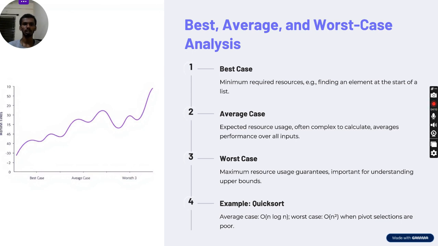Best, average, and worst case analysis. Best case: minimum required resources. Example: finding an element at the start of the list. Average case: expected resource usage, often complex to calculate, averages performance over all inputs. Worst case is the maximum resource usage, which guarantees upper bounds and is important for understanding them. Example is quicksort. Average case: O(n log n). Worst case: O(n²) when pivot selections are poor.